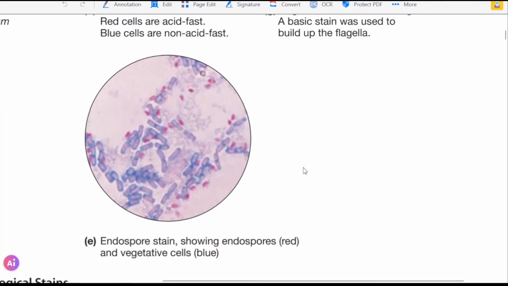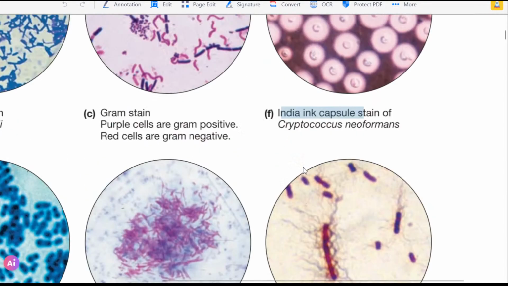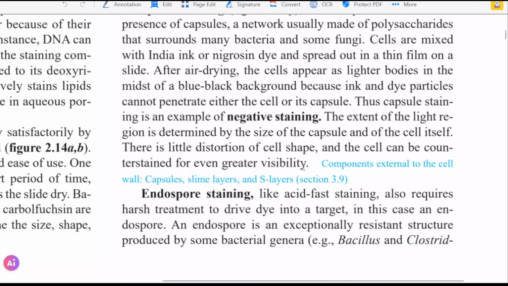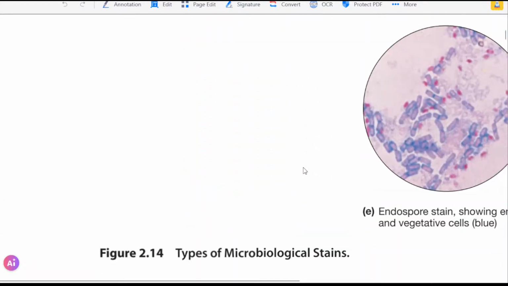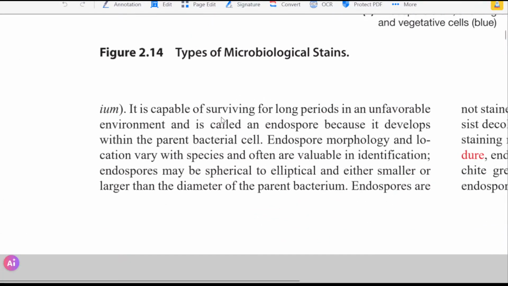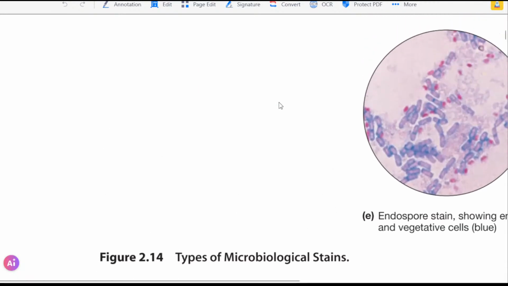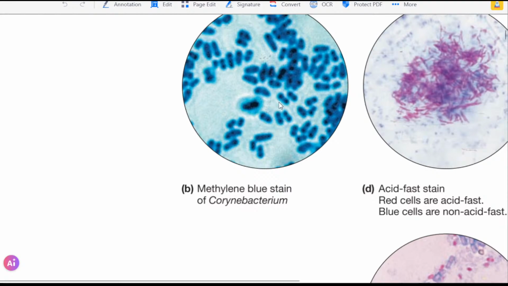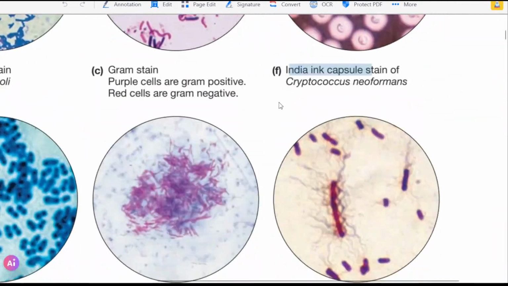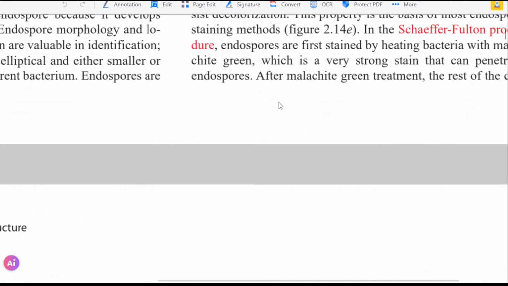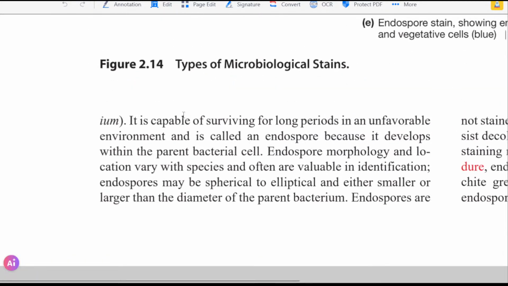So the endospore staining remains. Endospore species are Bacillus and Clostridium. It is capable of surviving for longer periods in an unfavorable environment and is called endospore because it develops within the parent bacterial cell.